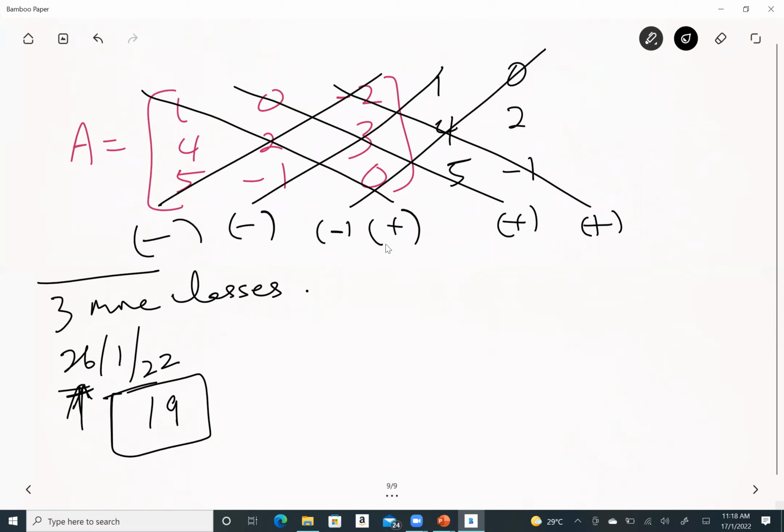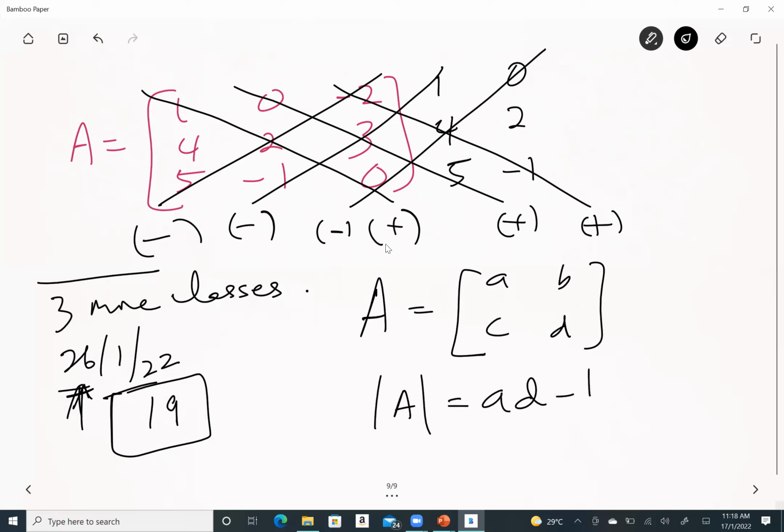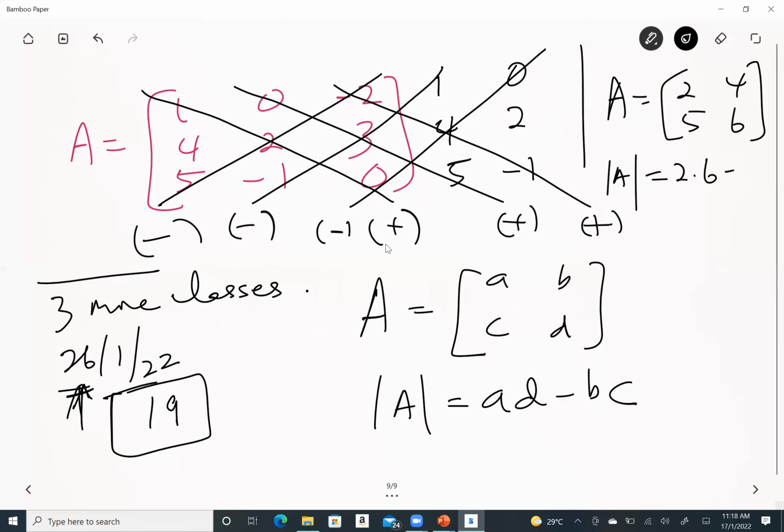Now, if it is 2 by 2, I'll finish up with this one. If A is 2 by 2, say A, B, C, D. 2 by 2 senang je kita buat. The determinant of A is just equal to AD minus BC. Example, if I have A equal to 2, 4, 5, 6, then the determinant will be 2 times 6 minus 4 times 5. So that will be 12 minus 20. That is negative 8. So that is the determinant of A.